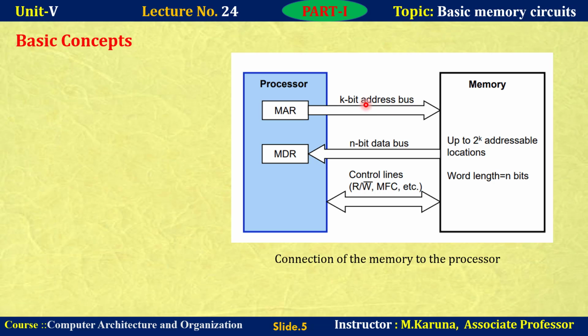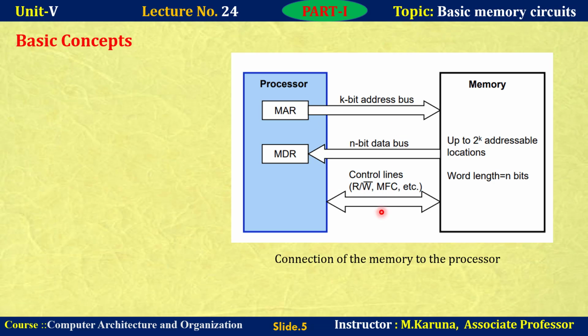So during a memory cycle, N bits of data are transferred between processor and memory. This transfer takes place over the processor bus, which has K address lines and N data lines. The bus also includes the control lines. Those are read or write bar, memory function complete control signals, etc. These control signals are used for coordinating data transfers.